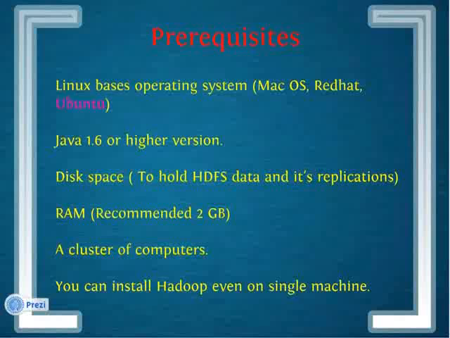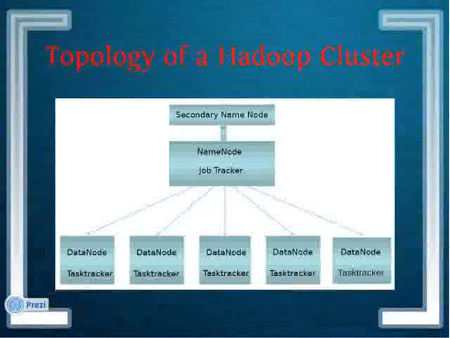The next requirement is a cluster of computers. As per this diagram, you may be thinking that we need 7 machines to learn. One is the master machine, one is the backup master machine, and the remaining 5. But no, that is not required. For learning Hadoop, a single machine is sufficient. On a single machine, you can install Hadoop.